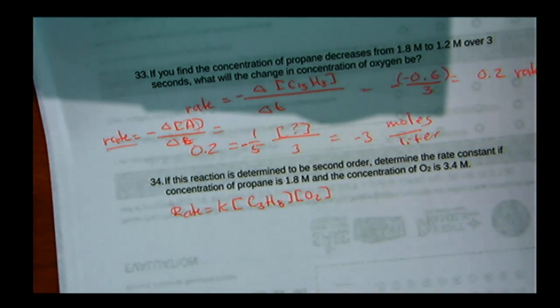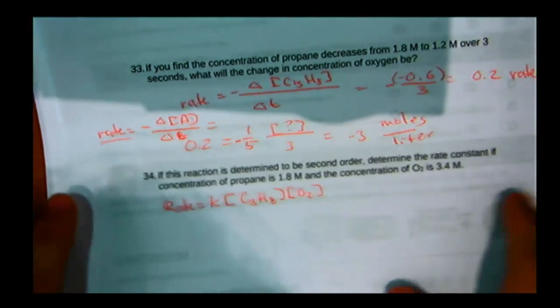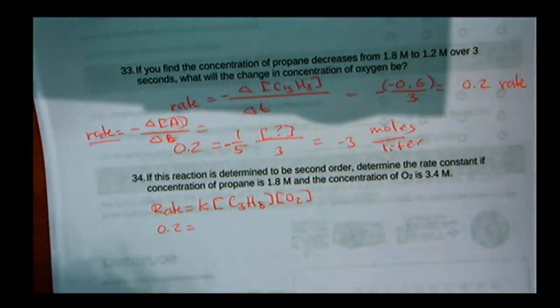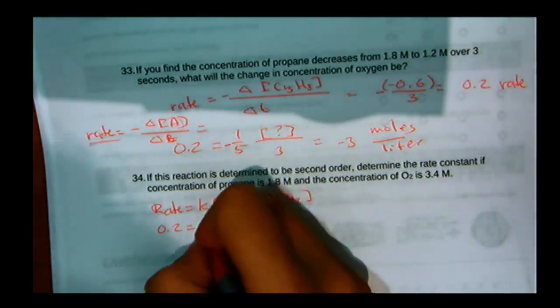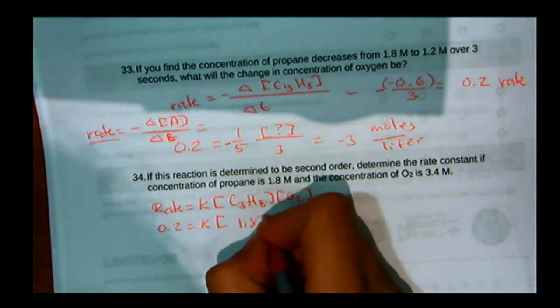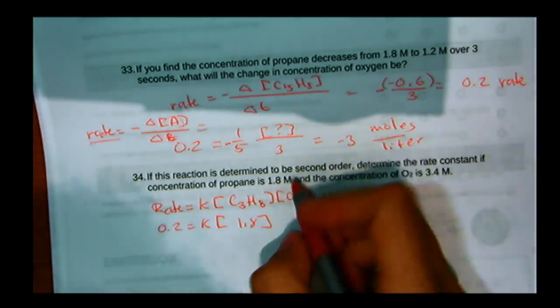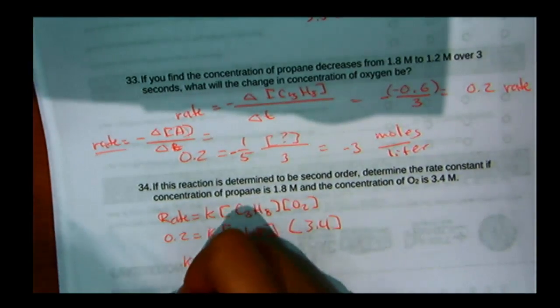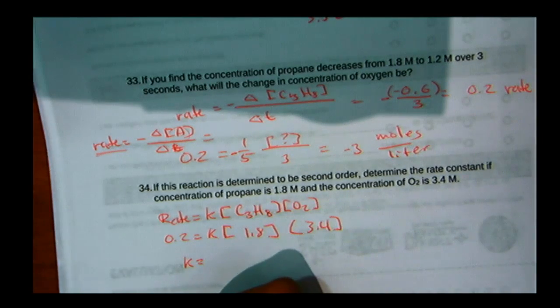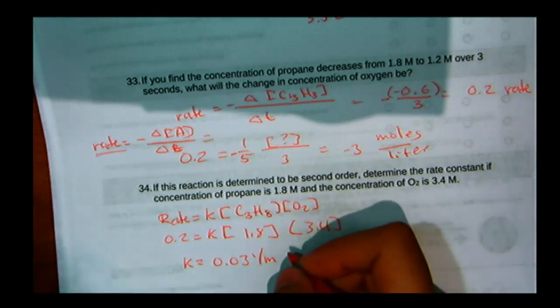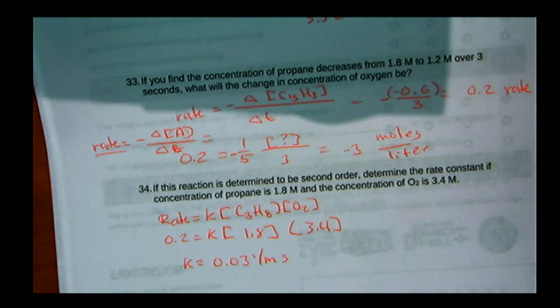And then we know our rate, right? Our rate is 0.2. We don't know what our K is. That's what we're looking for. And so our concentration of propane is 1.8, and our concentration of O2 is 3.4. We do the math, and we should get K is equal to 0.03, 1 over molarity per second. You all know how to do the math for this, right? Okay, good.